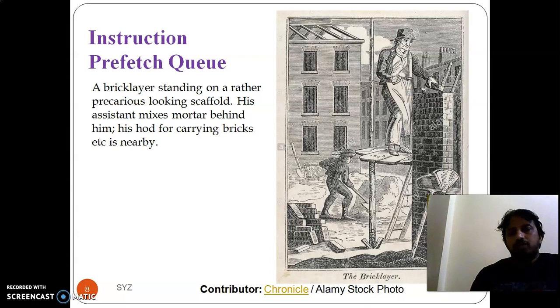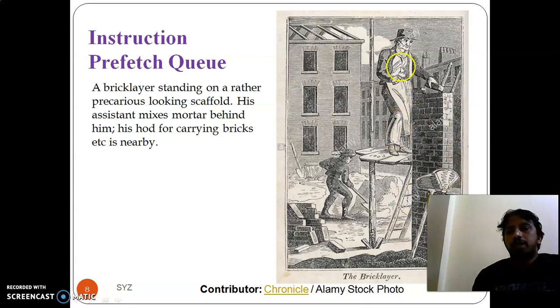When an execution unit wants to execute data, it never goes to the memory. It will directly take it from the instruction prefetch queue. Just like the example of a bricklayer, which I have taken as a source of explanation for the instruction prefetch queue. The person at the top is laying the bricks, and an assistant is provided who is mixing the mortar as well as providing the bricks to the bricklayer.